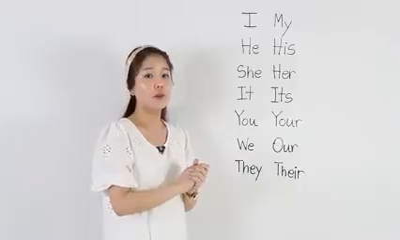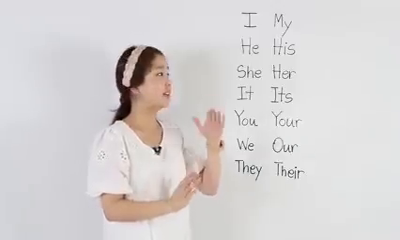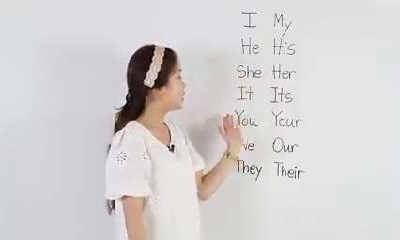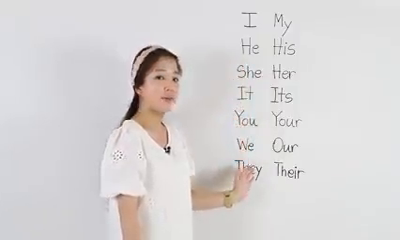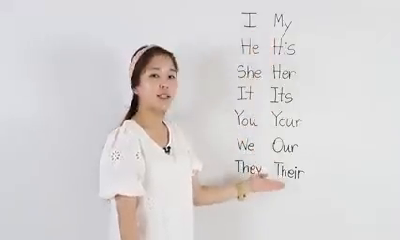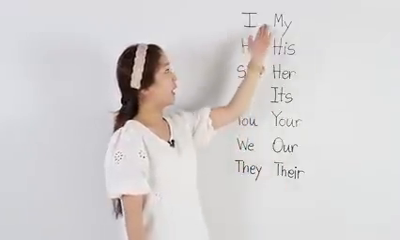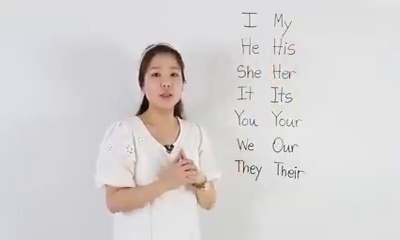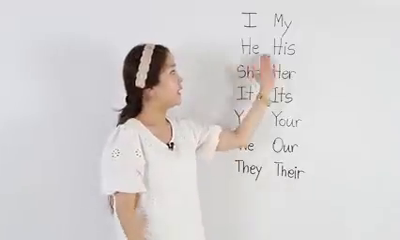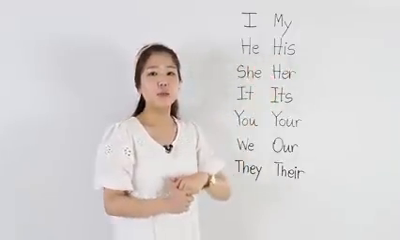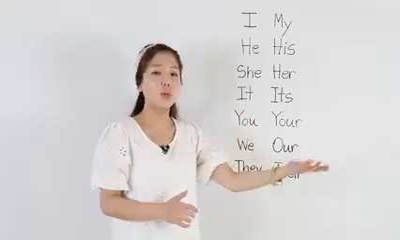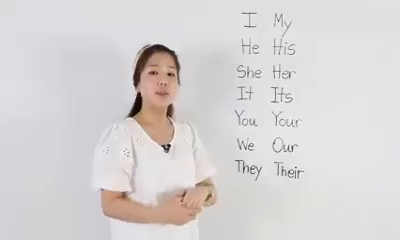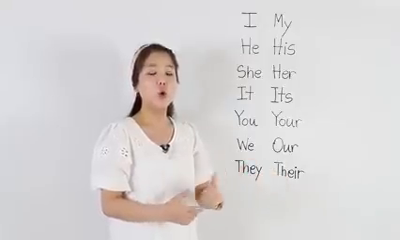Now, last time we learned about subjective pronouns, and here they are. I, he, she, it, you, we, they. And here are the possessive adjectives. Okay, my. We use my to show that something belongs to me. His. This means that something belongs to one man or one boy. Her. We use that to show something belongs to one woman or one girl.